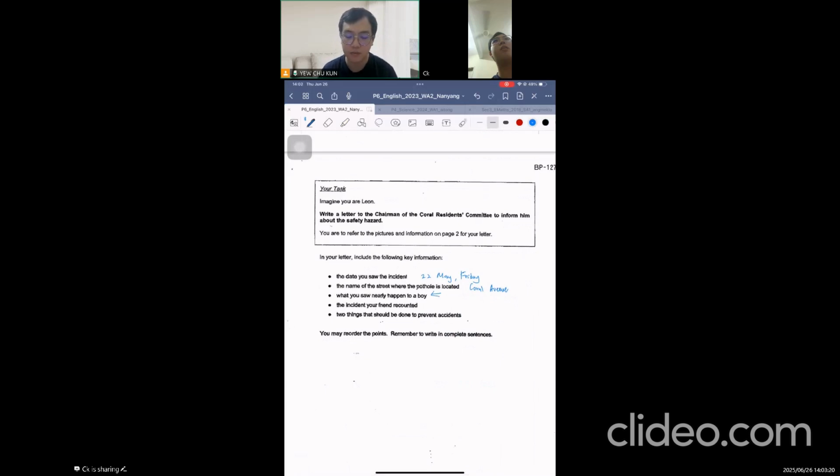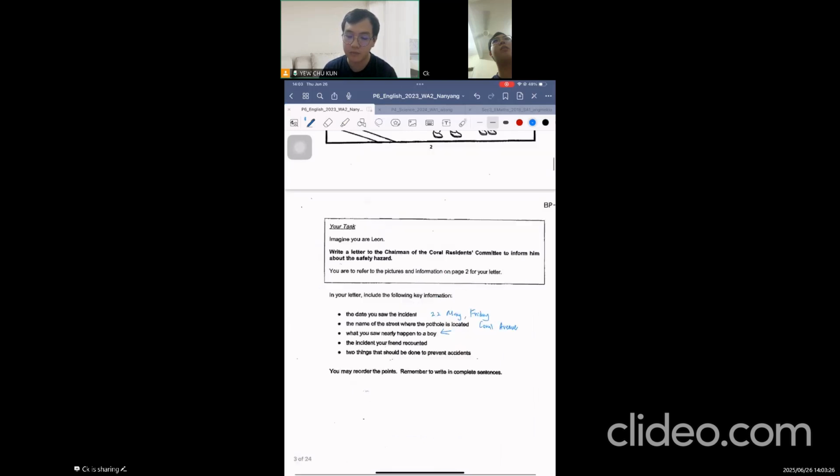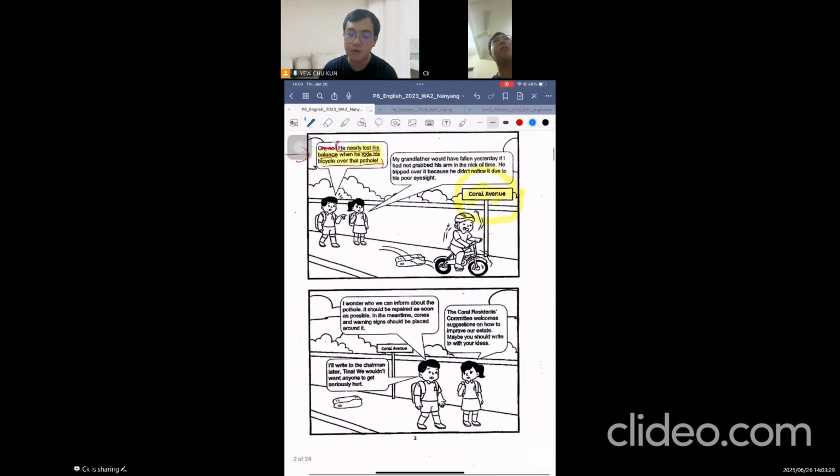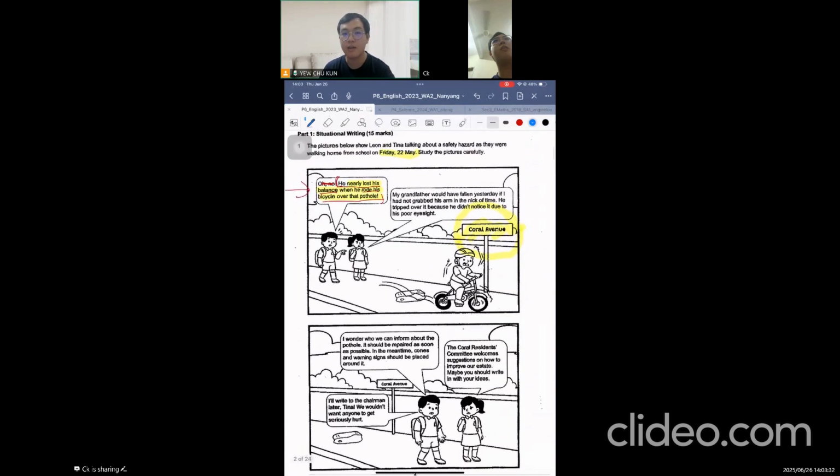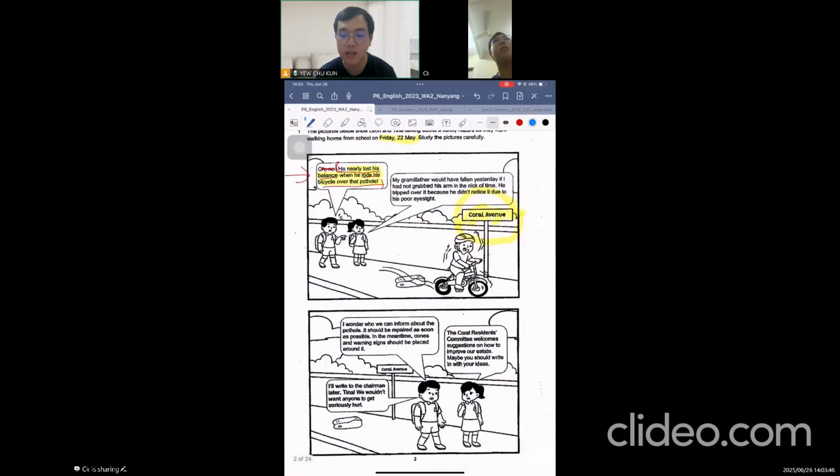And the fourth one is the incident that your friend will encounter. So you are Leon and then your friend is Tina as well. So we can pay attention to Tina's conversation block. So in the first diagram as well, what did Tina say? Tina said, my grandfather would have fallen yesterday, but if I had not grabbed his arm in the nick of time, he tripped over it because he didn't notice it due to his poor eyesight.